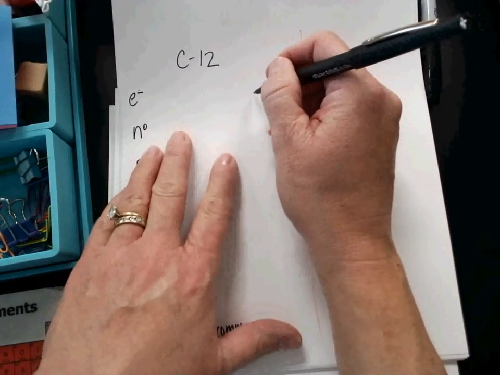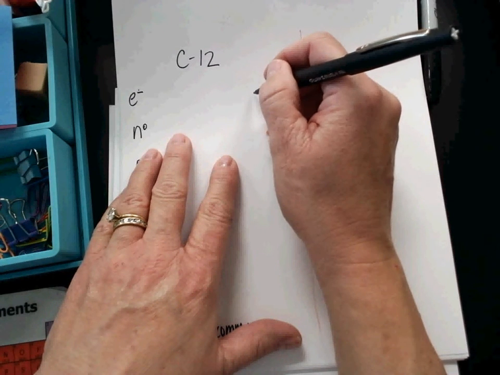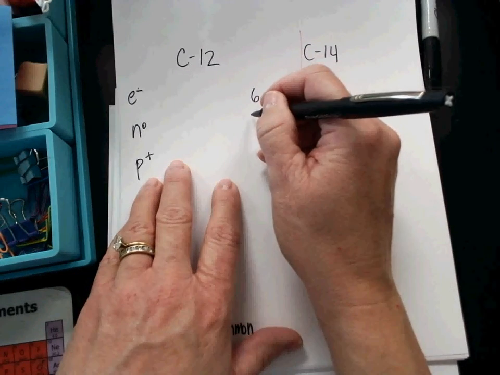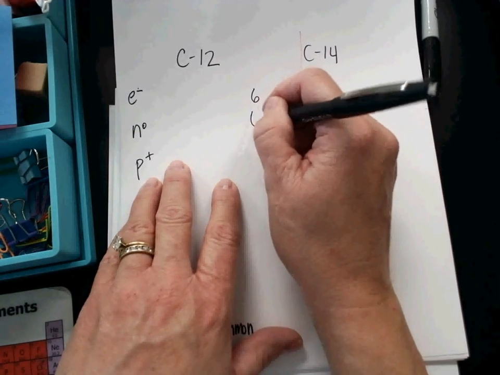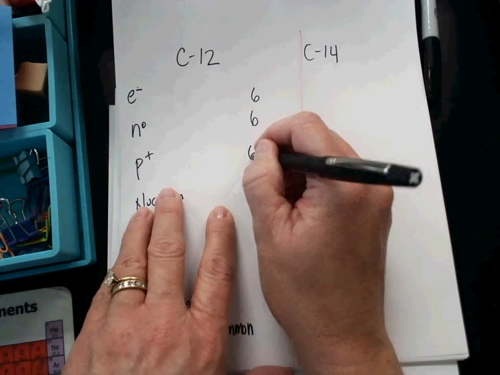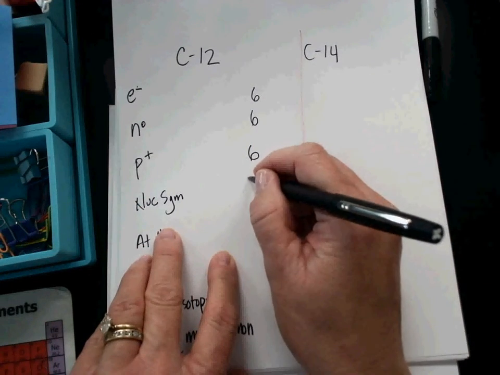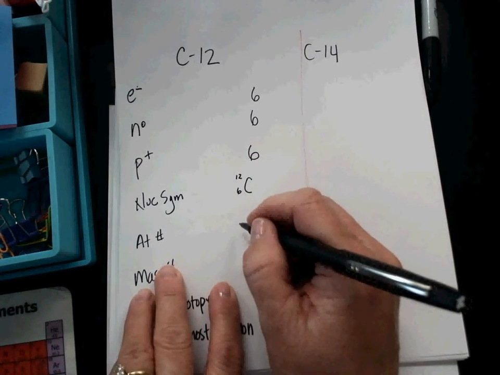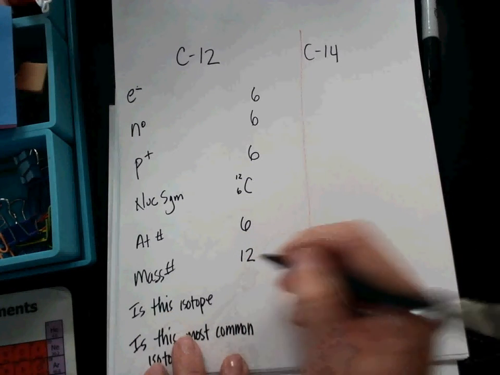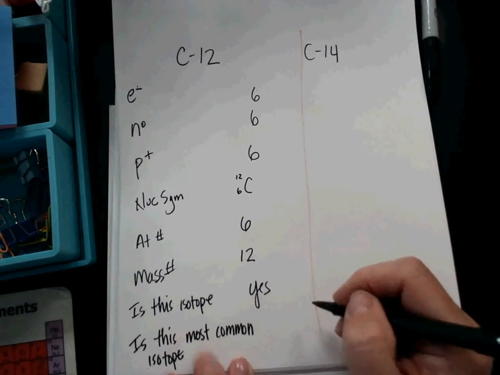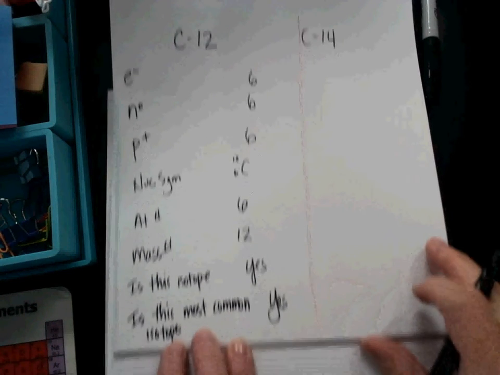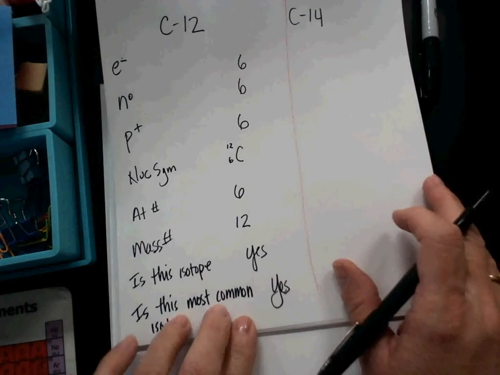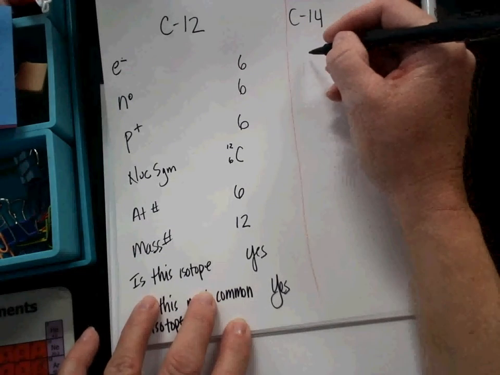Okay, Faith, will you read me everything that you have for carbon 12? For the electrons I got 6, and then protons 6, and then neutrons 6, and for the nuclear symbol I got C at the top 12, and then above 6, 6, 12. Yes, and yes. Do we all agree with that? Yeah? Mara, you want to read me your carbon 14?